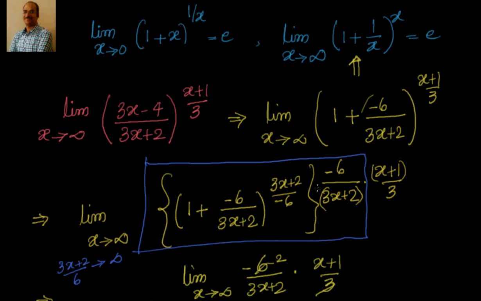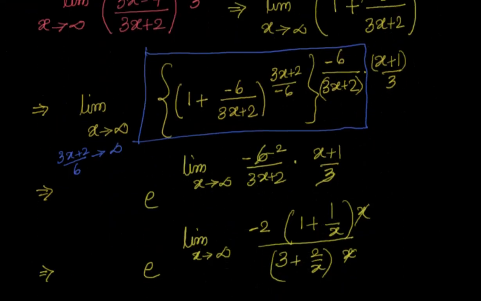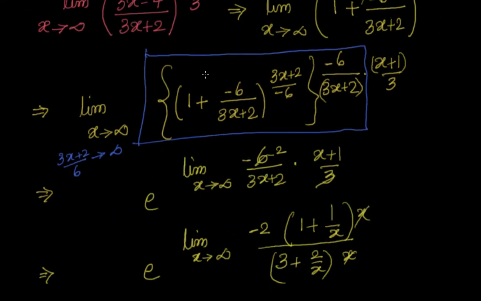To the power of the same thing in reciprocal, that I have to multiply with x plus 1 by 3, which is already existing. Now you can see the whole thing in the blue box, the limit of that will become e. Now you are left to find out the limit of this whole expression. Now you have done for the blue box.